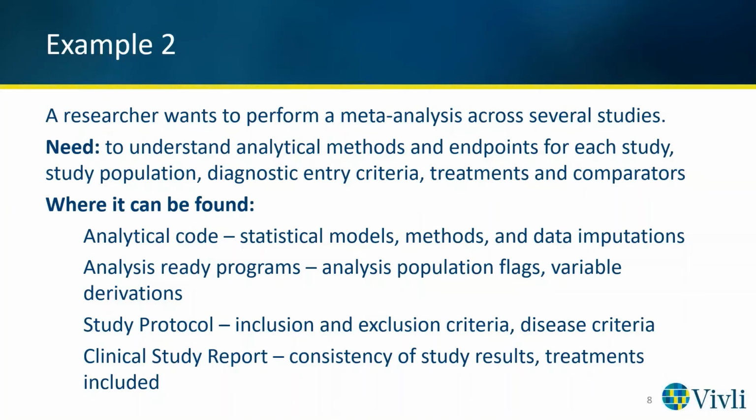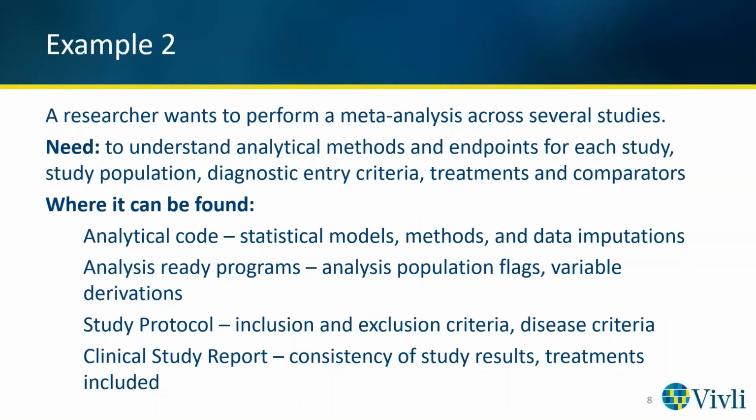And again, thinking about where this can be found, the analytical code would give you the specific statistical models that were used to analyze. And since every study has its own code and different teams or different sponsors may have used different methods, made different assumptions in how they put the data together, this is critically important to understand how you can combine data across studies. It shows the methods that were used and data imputations, again, so you can ensure that as you aggregate data, you're analyzing the same data across various studies, not incorrectly putting together variables that have different meanings and thinking they're the same thing.